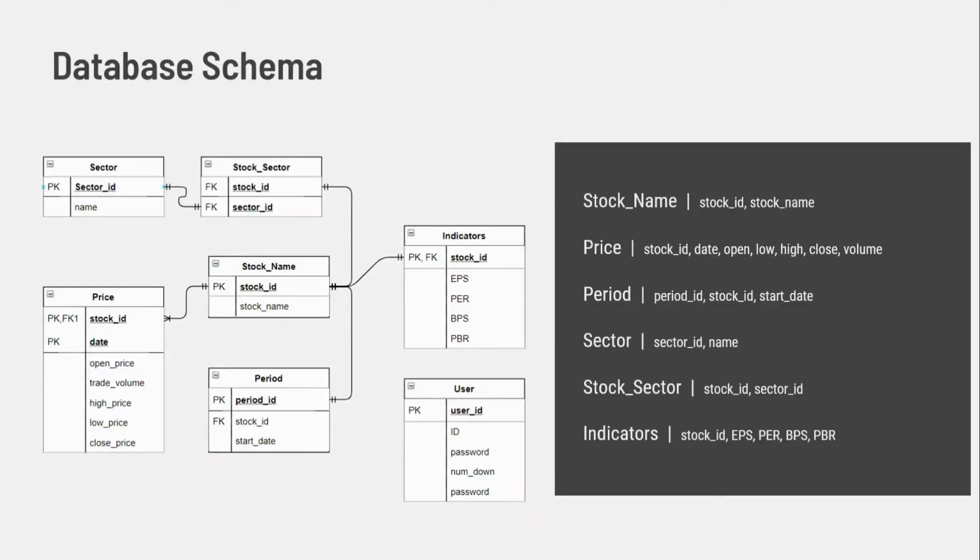It includes 6 tables in total. The first table is stock name. It includes stock ID and stock name attributes. For the price table, it includes stock ID, date, open, low, high, close prices, and the volume. For the period table, it includes period ID, stock ID, start date, and the end date. For the sector table, it includes sector ID and the name. And for stock sector table, it includes both the stock ID and the sector ID. For our indicators table, includes stock ID, EPS, PER, BPS, and the PBR.